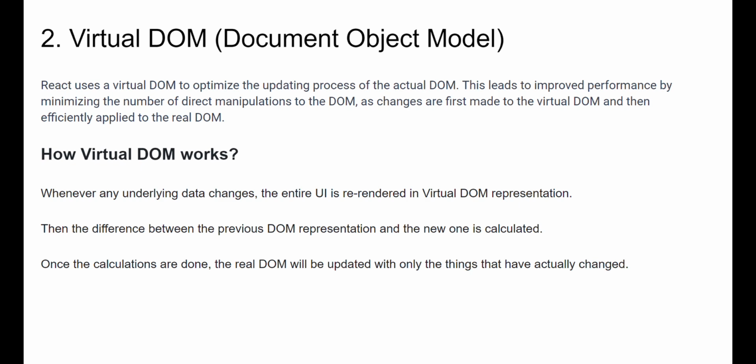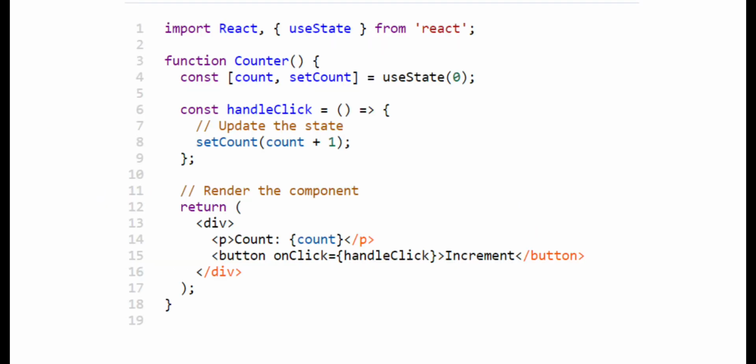So how does virtual DOM work? First, when any underlying data changes, the entire UI is re-rendered in virtual DOM representation. Then the difference between the previous DOM representation and the new one is calculated. Once the calculations are done, the real DOM will be updated with only the things that have actually changed. So those are the 3 steps of how virtual DOM works. So we're gonna see an example here.